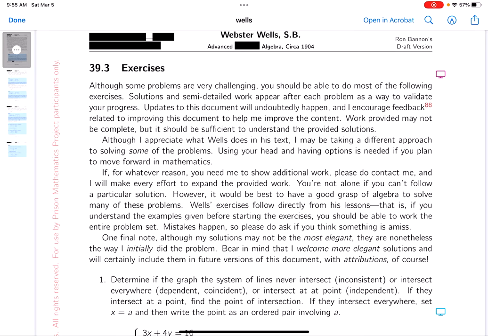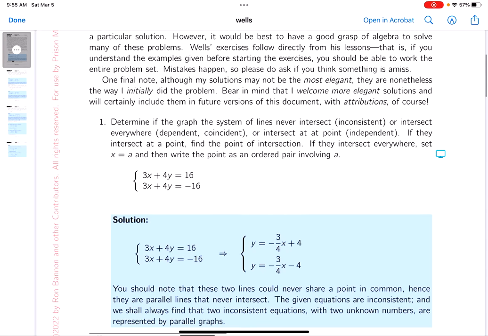Okay, 39.3, the exercises. We'll start with number one. It says determine if the graph of this system that you're provided, if the lines never intersect, which means they're inconsistent, or intersect everywhere, dependent or coincident, or intersect at a point, independent. So inconsistent would be they never intersect.